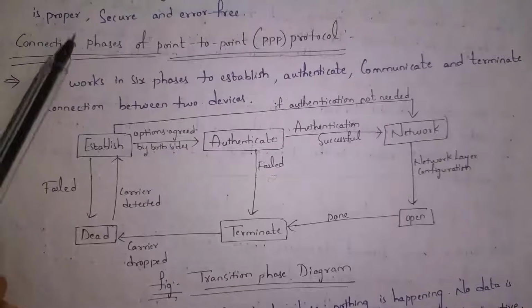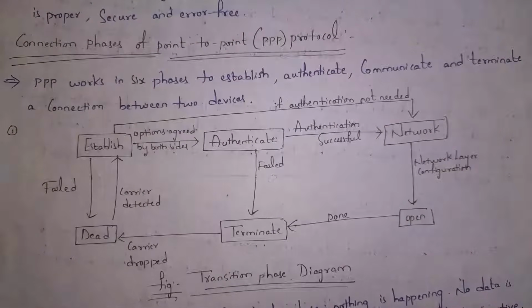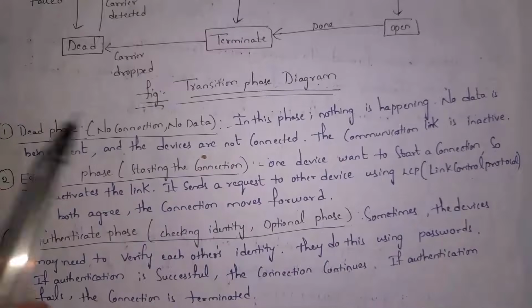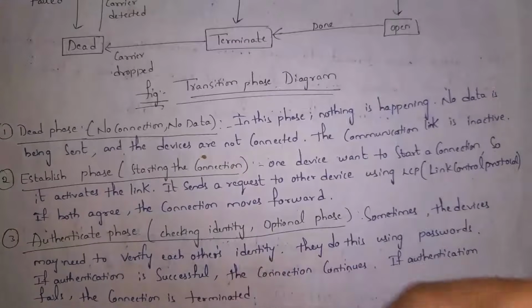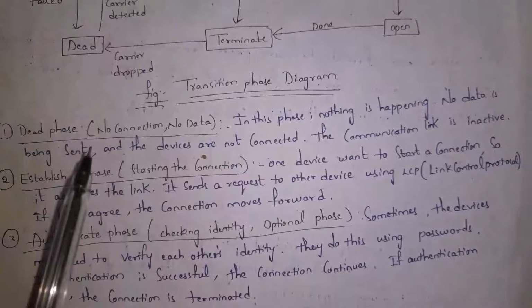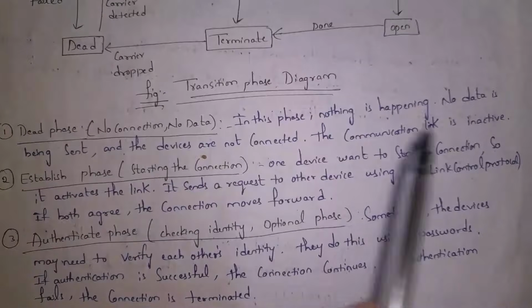Next I will explain the connection phases of point-to-point protocol. Guys, there are a total of 6 phases in point-to-point protocol. I will explain each of them. And the first phase is the dead phase. In the dead phase, nothing is happening. No data is being sent and the devices are not connected. The connection link is inactive.